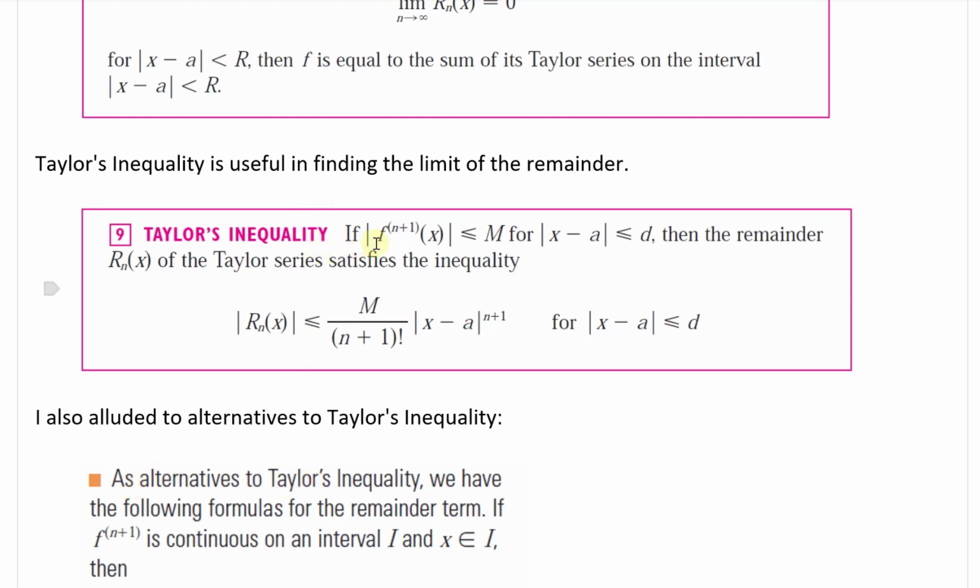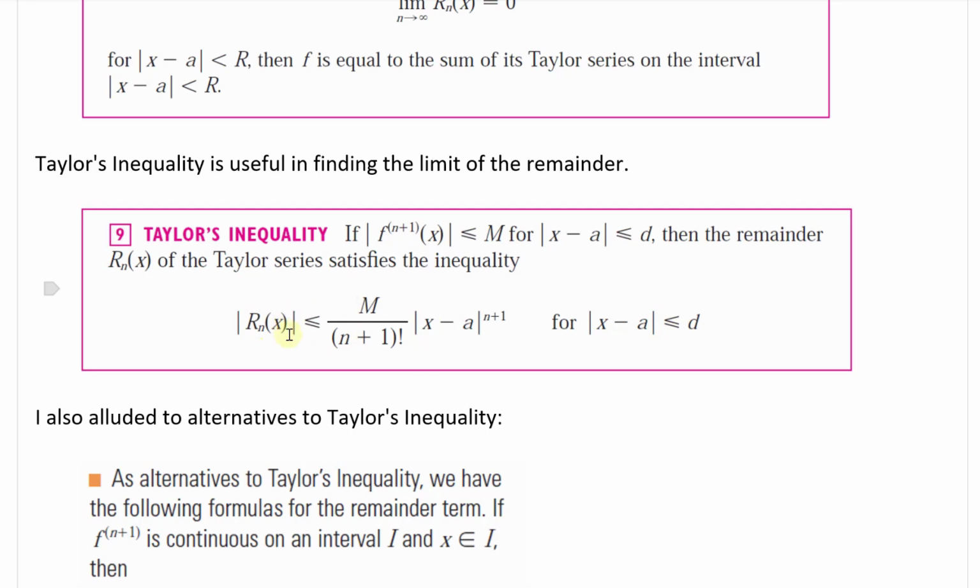So with Taylor's inequality, if the absolute value of the n plus 1 derivative of f(x) is less than or equal to M for the absolute value of x minus a less than or equal to d, then the remainder R_n(x) of the Taylor series satisfies this inequality: the absolute value of R_n(x) is less than or equal to M divided by (n plus 1) factorial times the absolute value of x minus a to the power of n plus 1, for the absolute value of x minus a less than or equal to d.